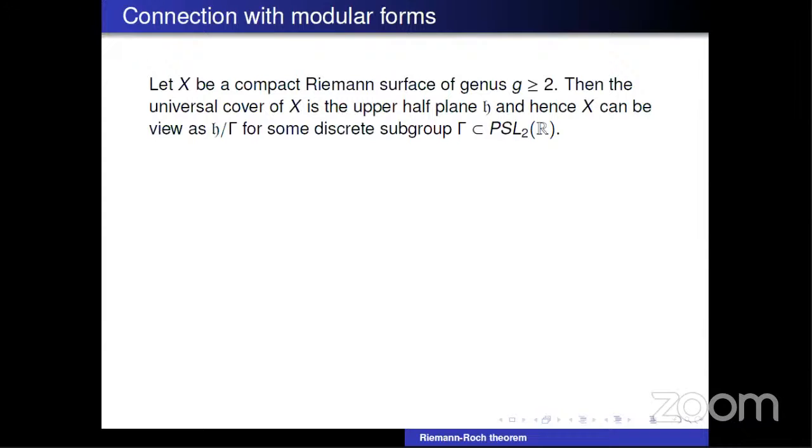Now let me just briefly mention connections with modular forms. Unfortunately, I don't know number theory, but let me make some comment here because this may be of interest to people. So let X be a compact Riemann surface of genus at least 2. Then the universal cover of X is the upper half plane H, and hence X can be viewed as a quotient H mod gamma for some discrete subgroup gamma in PSL_2(R).